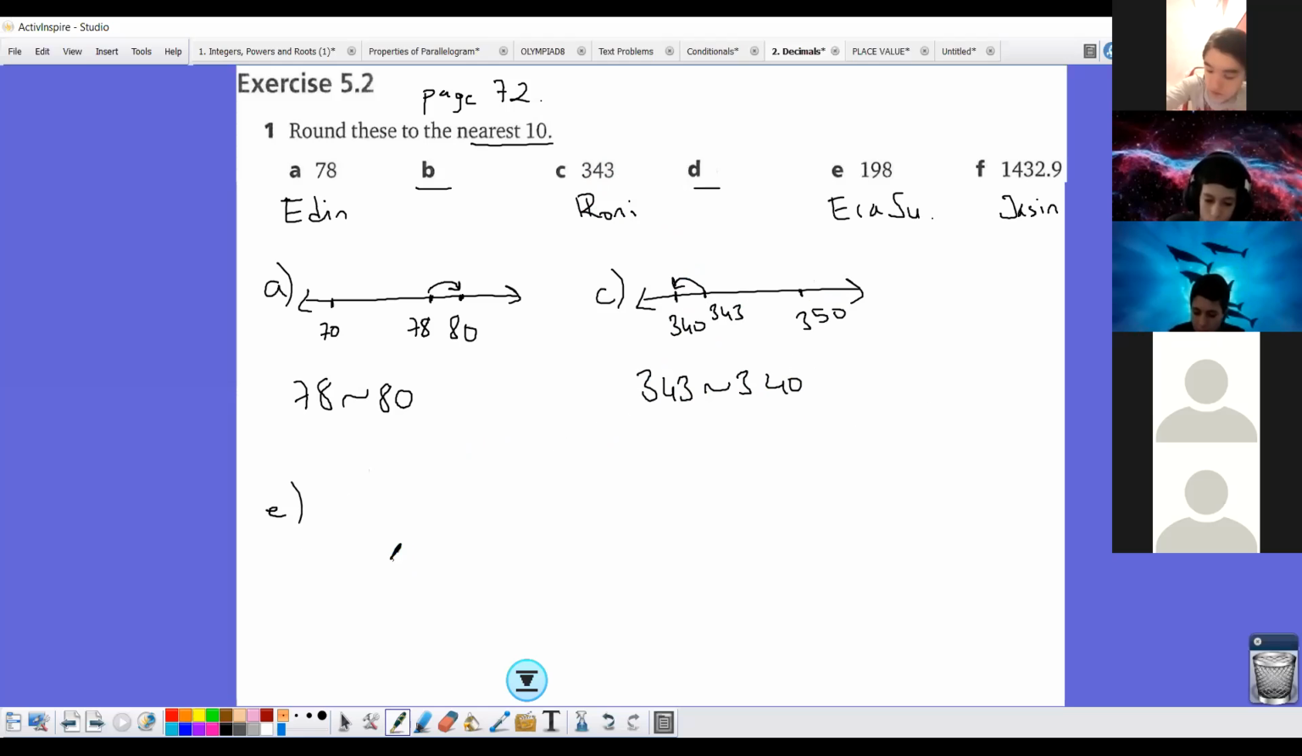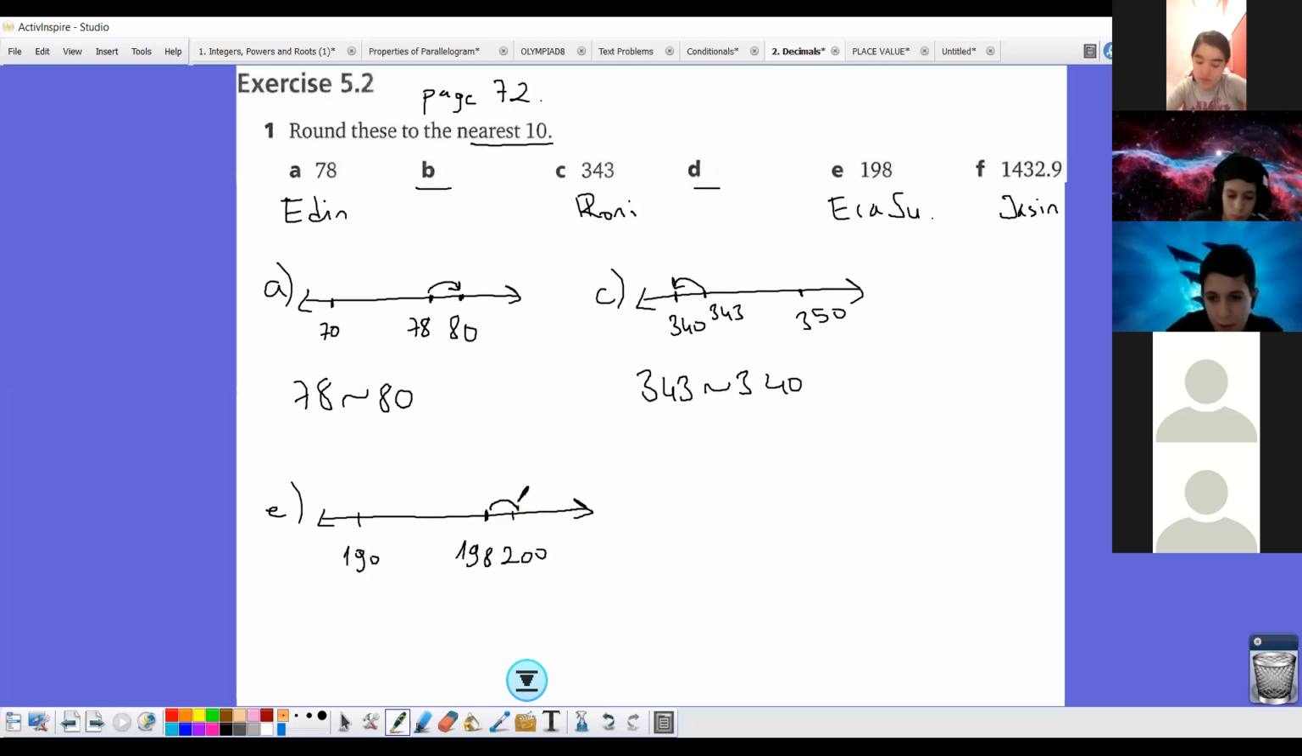Era? Okay, so 198, it will be 200. So it will be 100. No, we are rounding to the nearest 10. So I will write 190 and 200. Oh, okay, sorry. So it will be somewhere here. It's nearer to 200, and we'll round this number to 200. Yasin, I keep hearing someone in your background.